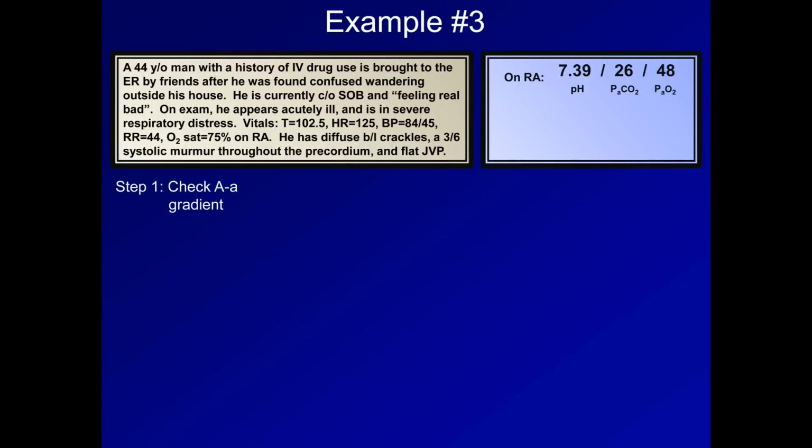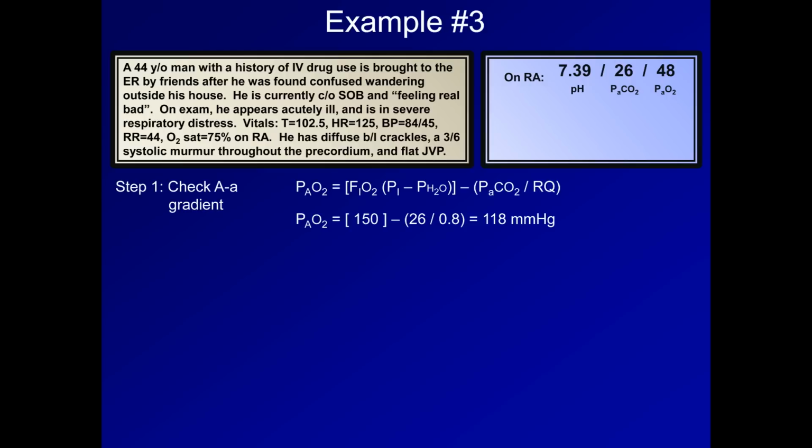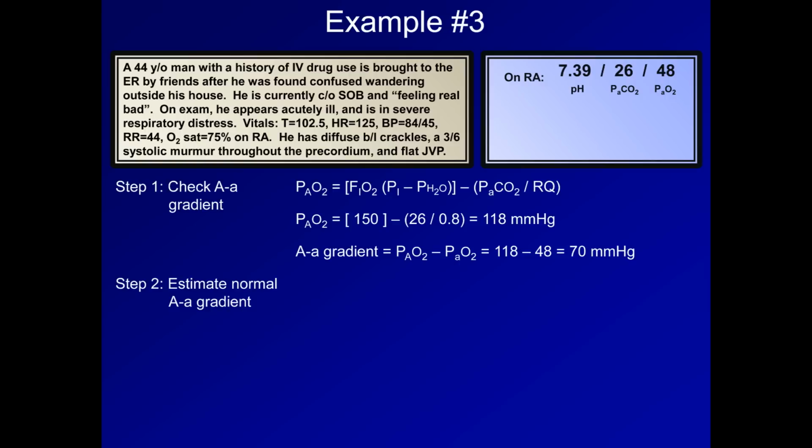Since he's breathing room air and is presumably at or near sea level, since we're not told otherwise, the alveolar gas equation reduces to this: 150 minus the PaCO2, which is 26, divided by 0.8. The result is 118 millimeters of mercury. The AA gradient is therefore 70. Step 2 is to estimate a normal AA gradient for a patient of this age, which would be 44 divided by 4 plus 4, or 15. Therefore, we have a mild to moderate elevation of the AA gradient.